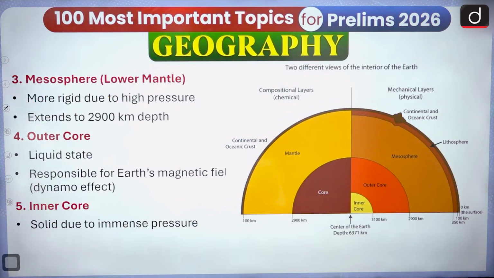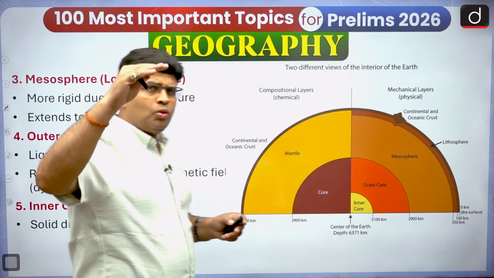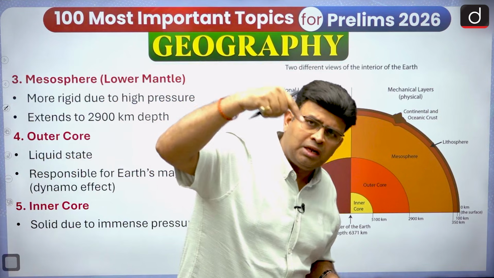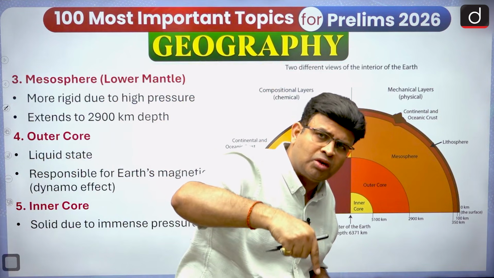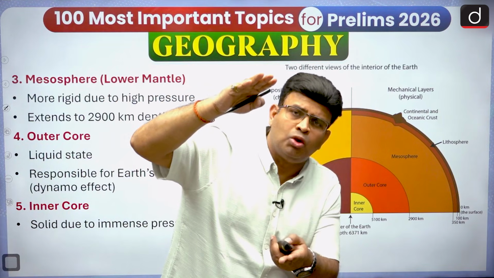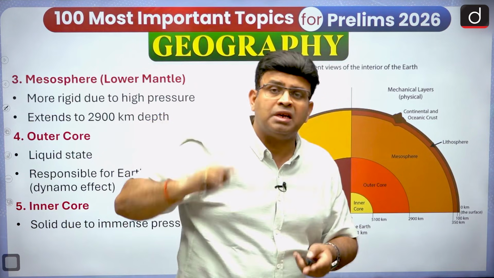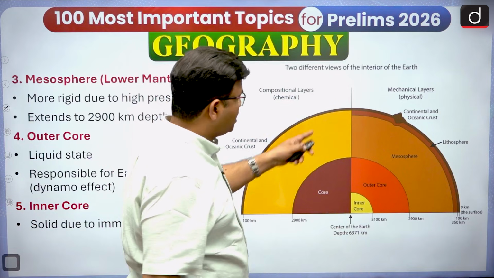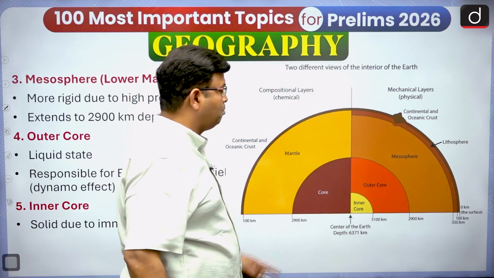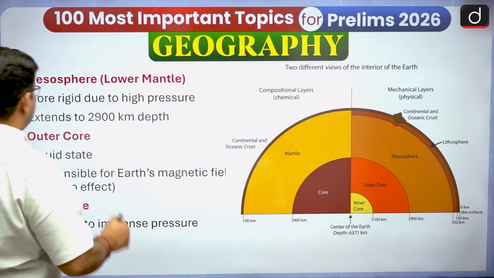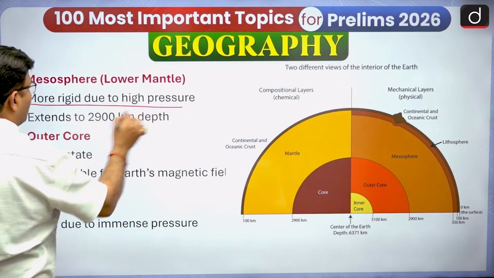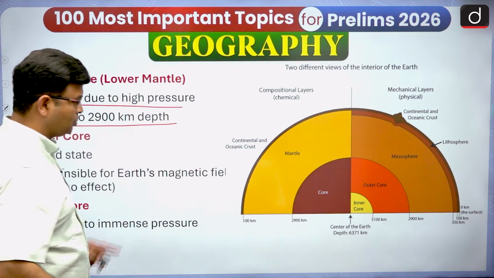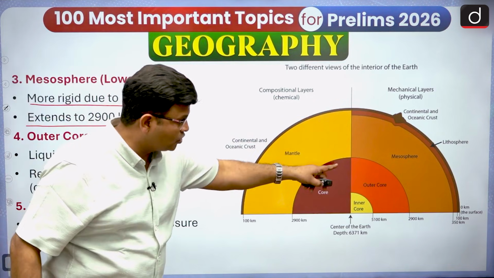And after that, the mesosphere. Below 350 kilometer, from the end of the asthenosphere at 350 kilometer till 2890 kilometer, the rest of the lower mantle is known as the mesosphere. So here we can see the mesosphere, and it is more rigid due to high pressure, and it extends up to 2900 kilometer, or you can say 2890. This is clear. This is the mesosphere.